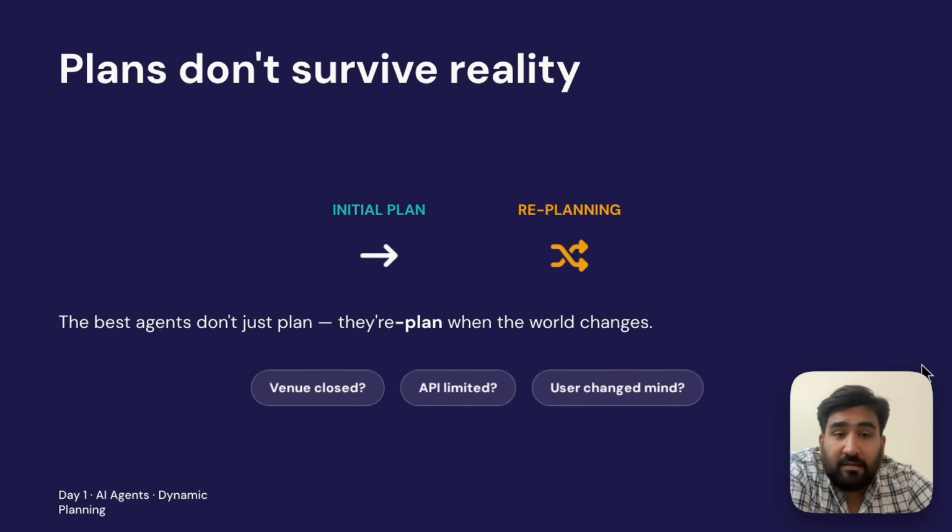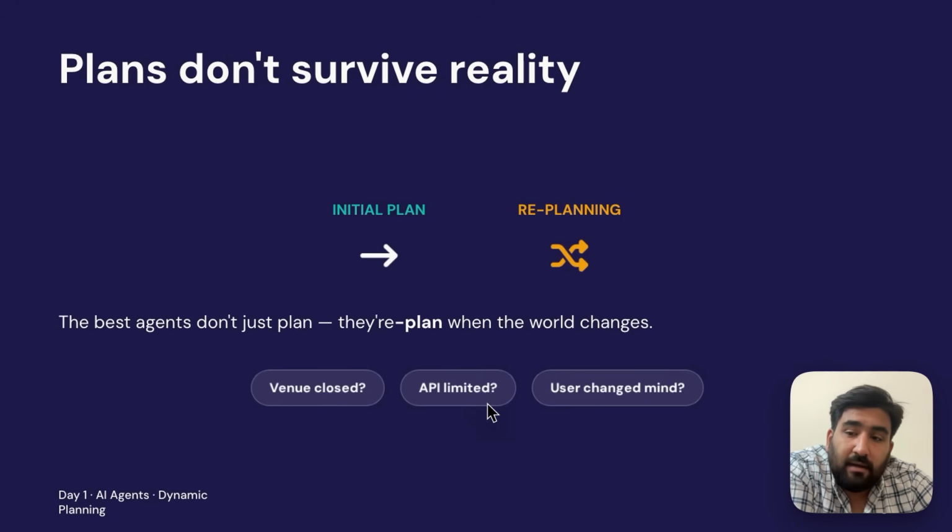But here is the thing nobody tells you in tutorials. Plans do not survive. Okay, the reality. Look at the visual. Initially you planned something: step 1, step 2, step 3 worked, step 4 failed. Maybe the API got closed, the user's mind changed, there was an API limit, or whatever it is, right?